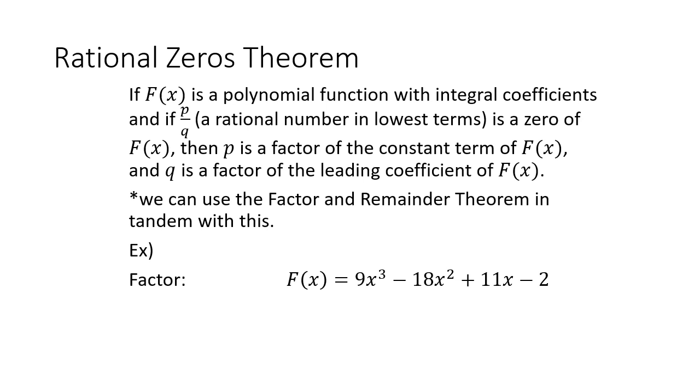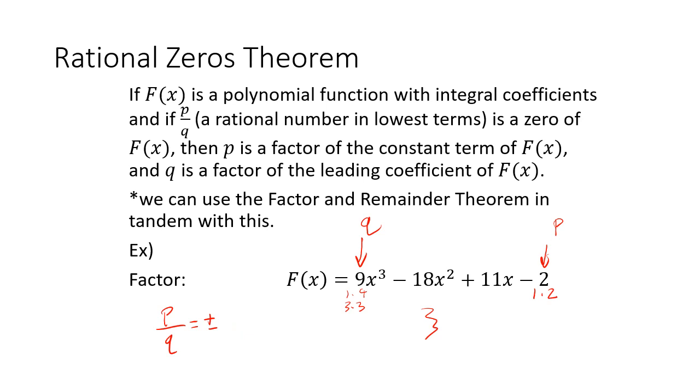The factors of p, the constant at the end, are 1 and 2. 1 and 2 are the things that could multiply together to be 2. And then we look at the factors of q. Sorry, this is where we're getting p from, and this is where we're getting q from. The things that make up 9 are 1 and 9, and 3 and 3. What the Rational Zeros Theorem says is that if there is going to be a rational zero for this polynomial, it must be in this list of possible p's over q's.